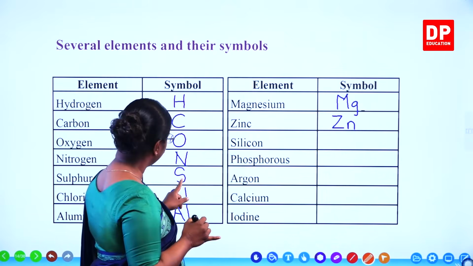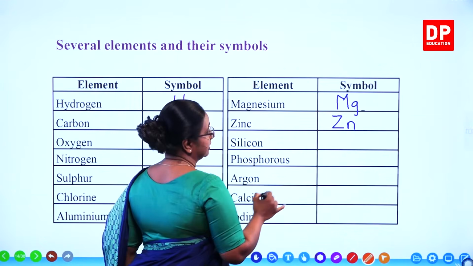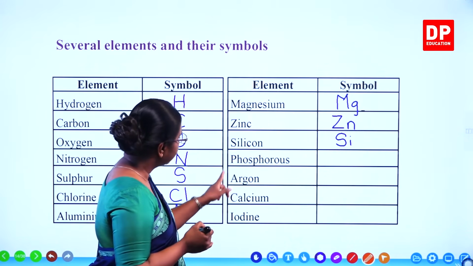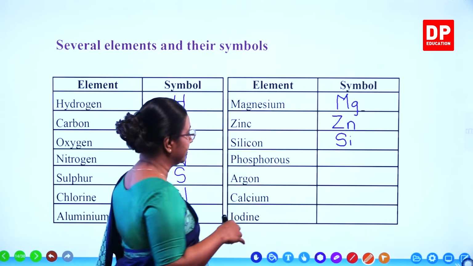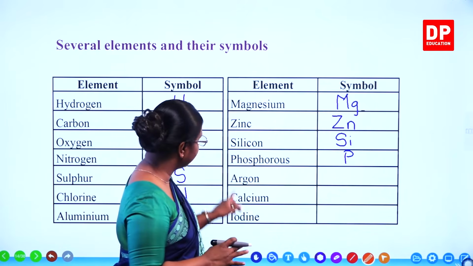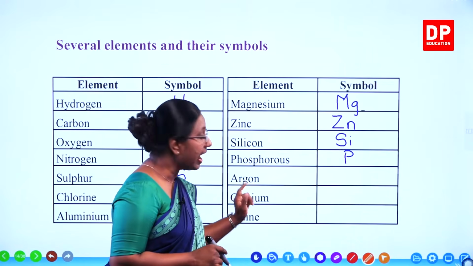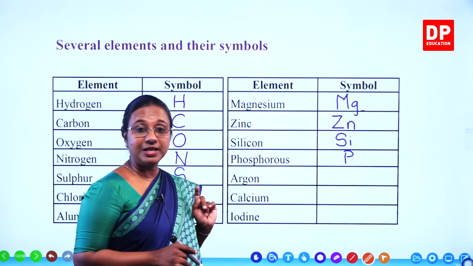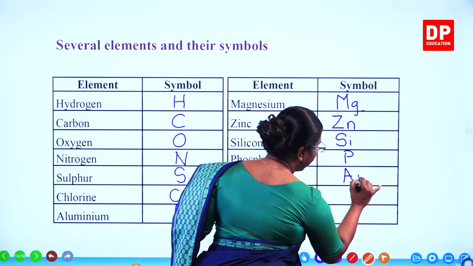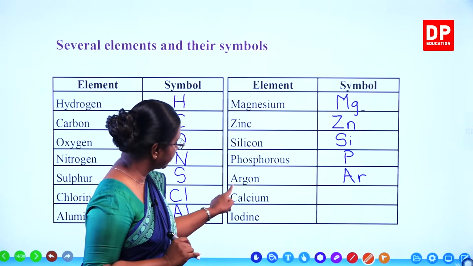Then we have silicon. Already we have sulfur. So we need to use two letters, first two letters. So silicon is Si, silicon. Then phosphorus, it's only one letter. So these are again all English names. Phosphorus, P. Then argon. I told you all when I discussed aluminium, argon starts with A. So here we give the symbol Ar. We don't just use A, we use Ar, argon, first two letters.